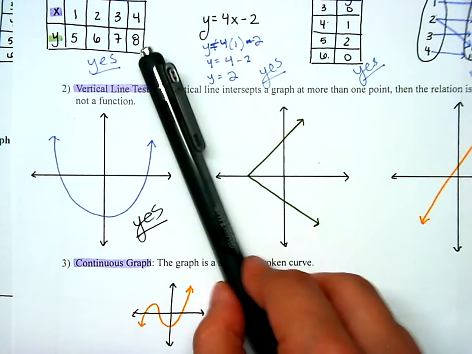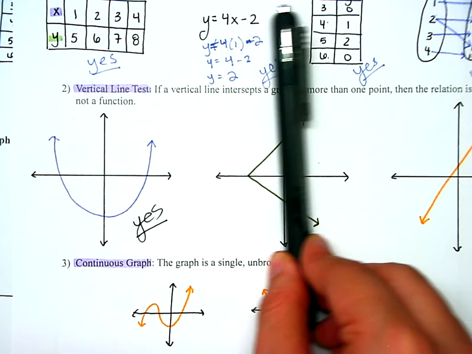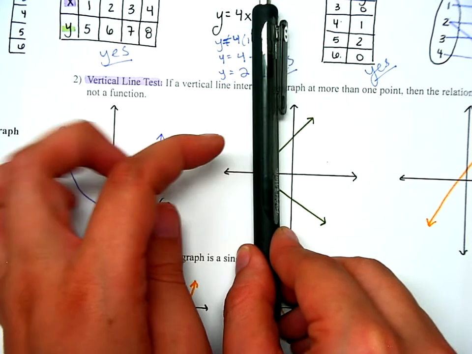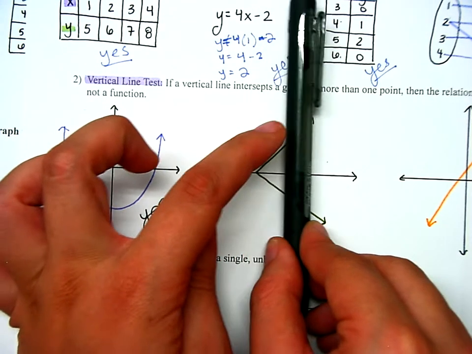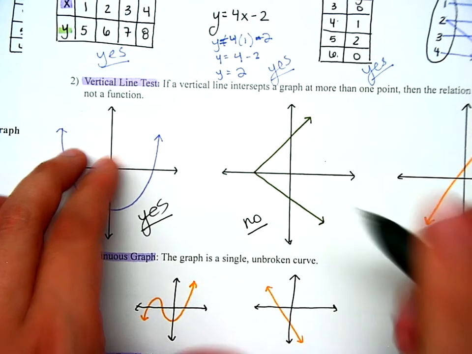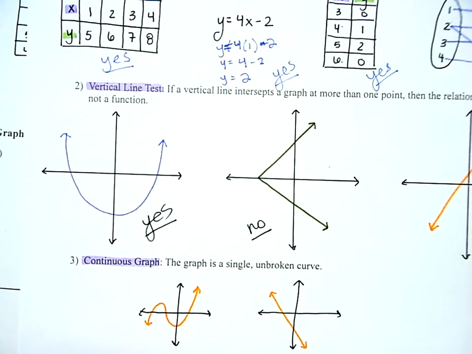Let's try this one. So move left to right. You'll notice when I run it through this graph, I'm hitting it at 2 points all the time. So this is not a function. You would say this fails the vertical line test.